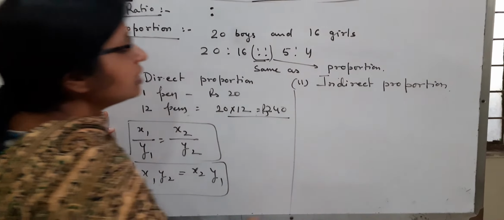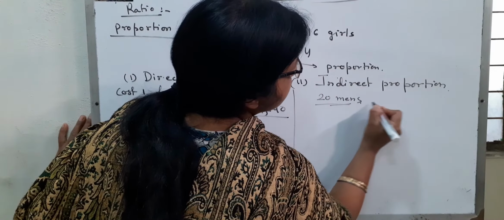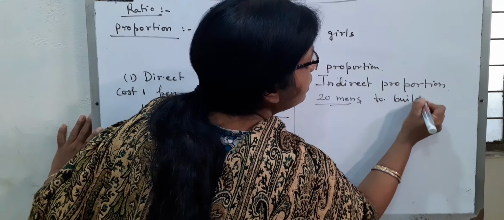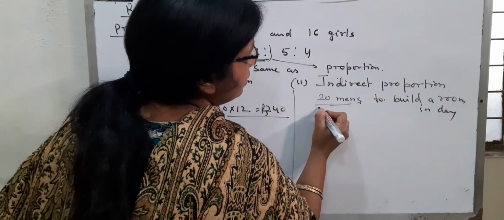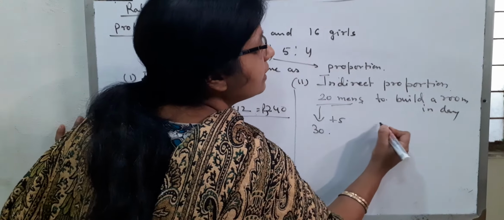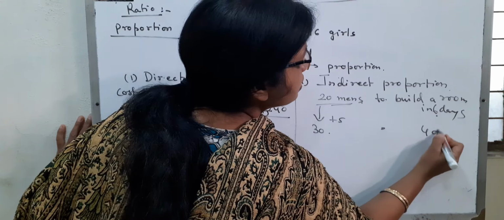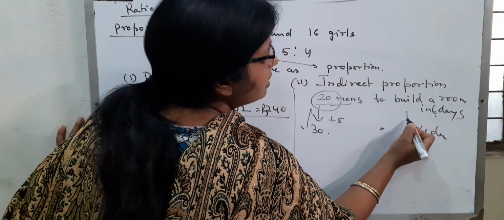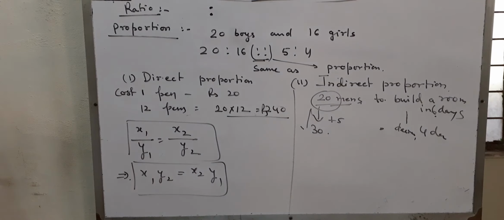And indirect proportion. If we take the example of 20 men to build a room in 6 days, then if the number of men increases to 30, they complete it in 4 days. So this is indirect proportion. The number of men is increased but the days are decreased.